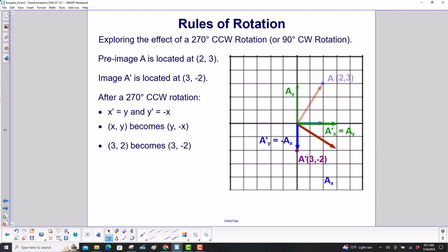Pre-image A is located at (2, 3), and image A prime is located at (3, -2). After a 270-degree counterclockwise rotation, or 90 degrees clockwise, x prime becomes y and y prime becomes negative x. So (x, y) becomes (y, negative x), so (2, 3) becomes (3, -2).